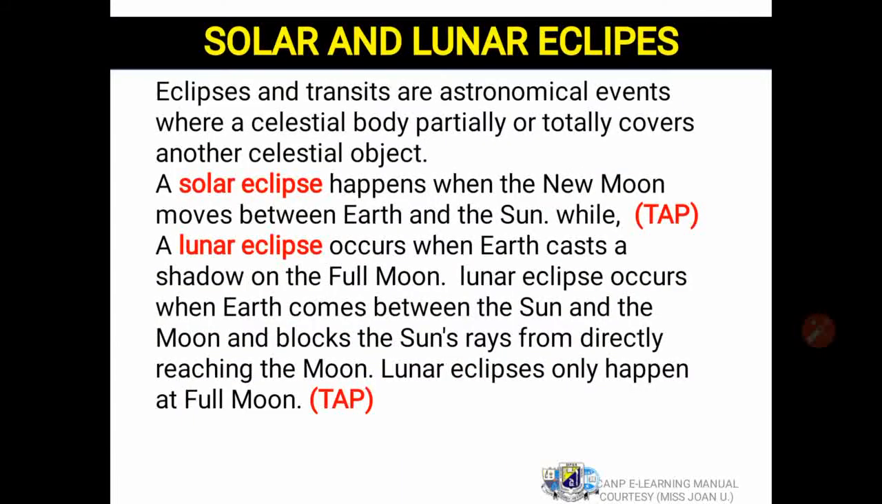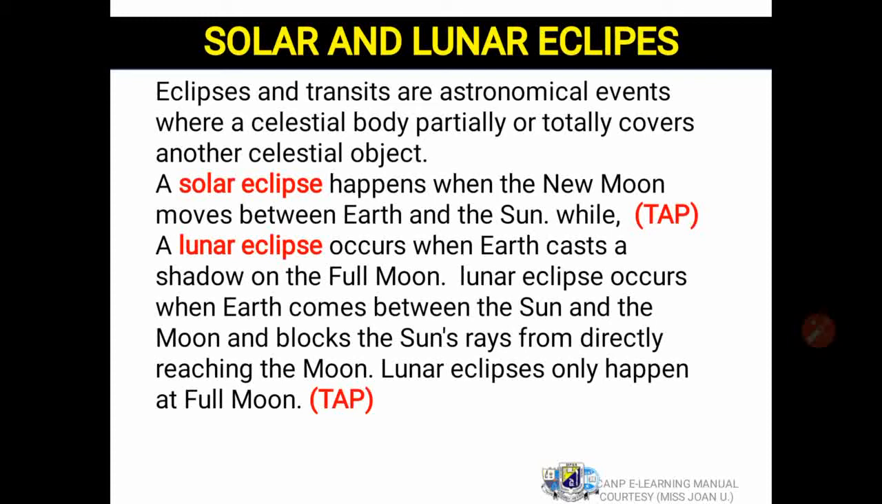So this now takes us to solar and the lunar eclipse. What is eclipse? When we talk of eclipse, we are talking about an astronomical event where one celestial body either partially or totally covers another celestial object. Okay, you know celestial object already. We're talking about the stars, the moon, the sun, all right, the earth. In space, they are all celestial bodies.